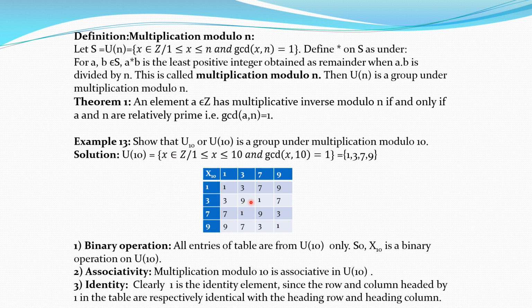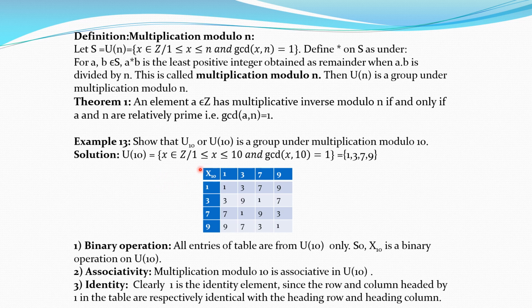Now again observe the elements of this composition table. All entries are from U10 only. So multiplication modulo 10 is a binary operation on U10. Now multiplication modulo n is always associative. So this is also associative in U10.